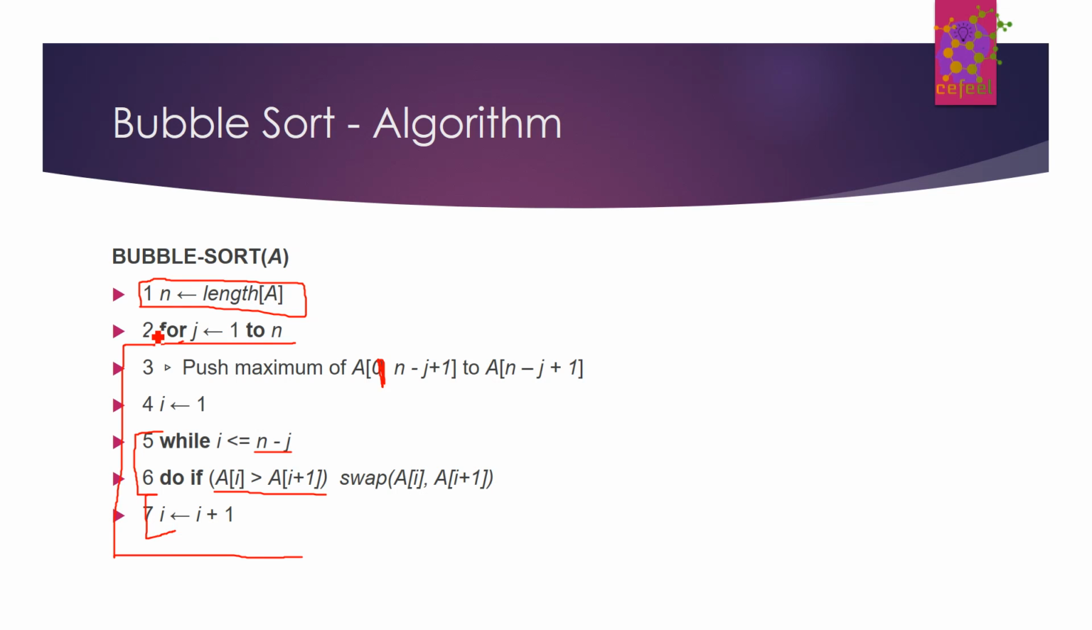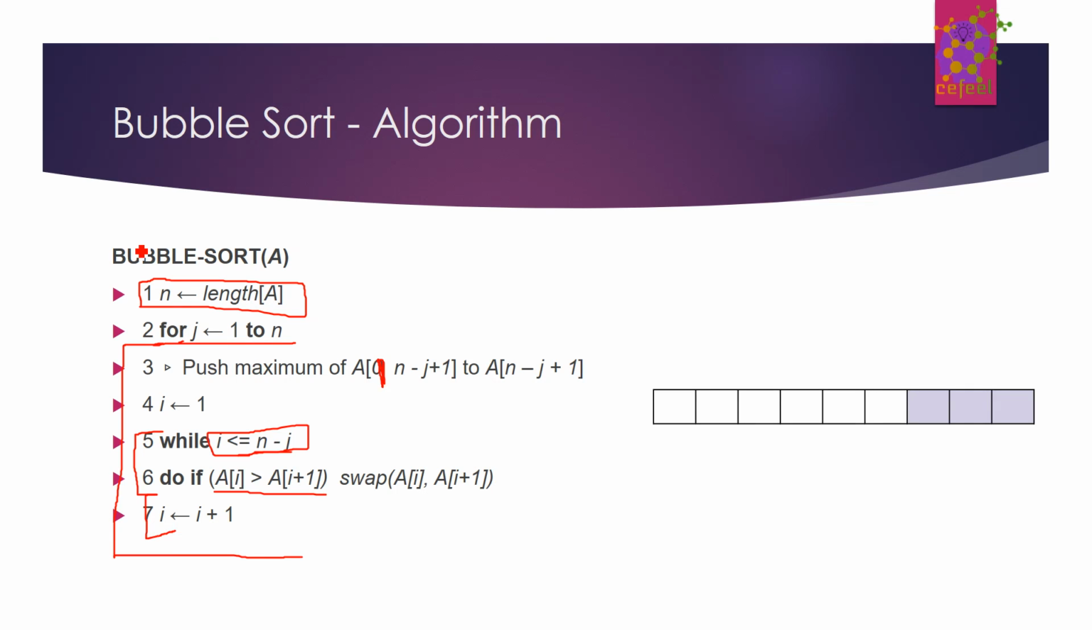So in the inner loop, which runs from 1 to n minus j, we bubble the maximum element to the end of the array, and then what happens is i gets incremented, we compare the next two adjacent elements, and we keep doing that till i reaches n minus j. Once i reaches n minus j, now we have to decrement the size of our unsorted array. So that happens when we increment j to the next value.